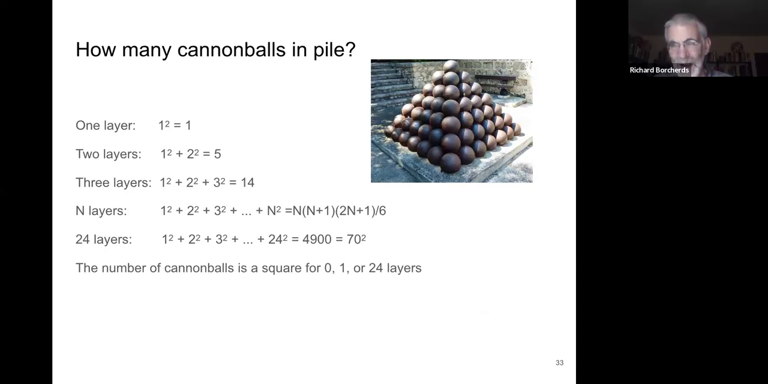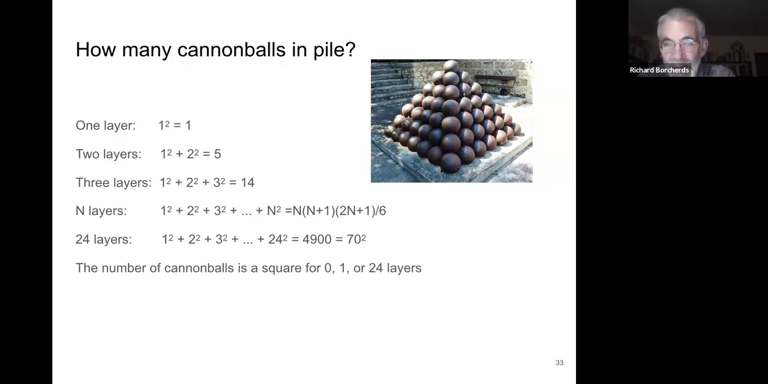And I can describe Conway's group as follows. So suppose we look at this pile of cannonballs we had earlier and ask how many cannonballs are there in this pile? Well, there's 1 squared cannonball in the first row, and 2 squared in the second row, and 3 squared in the third row, and so on. So the total number is 1 squared plus 2 squared plus 3 squared up to n squared.